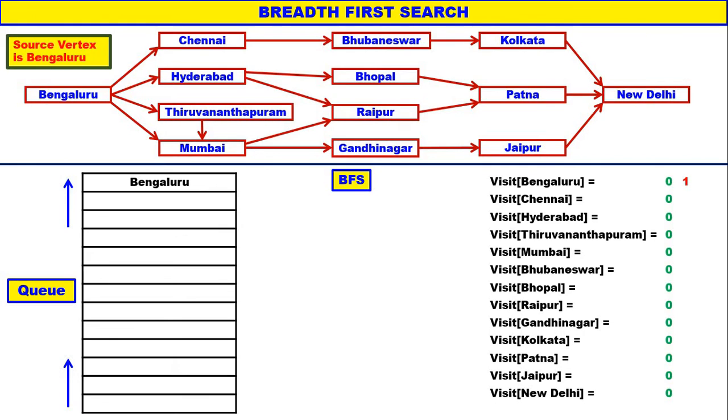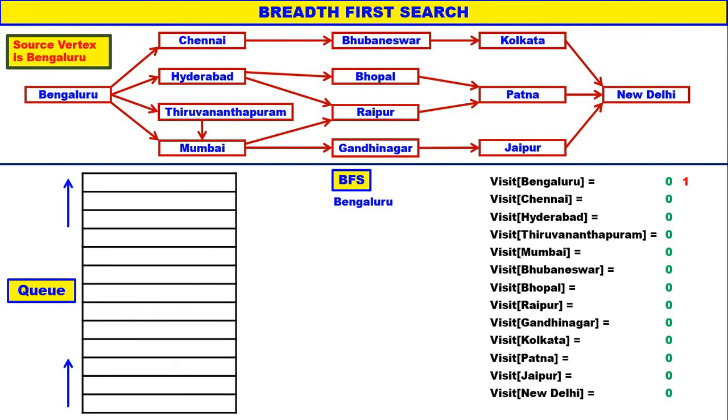Is the queue empty? No, the queue is not empty. Therefore, remove the front element of the queue. Front element is Bangalore. Therefore, we remove the front element and we add it to BFS. After adding Bangalore to BFS, you find out what are the vertices adjacent to Bangalore. There are 4 vertices adjacent to Bangalore: Chennai, Hyderabad, Thiruvananthapuram and Mumbai. Because we have direct arrows from Bangalore to Chennai, Hyderabad, Thiruvananthapuram and Mumbai.